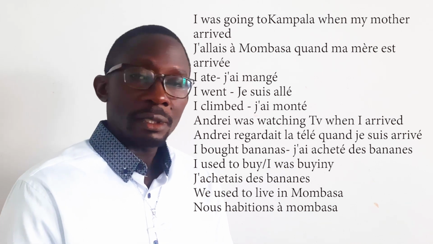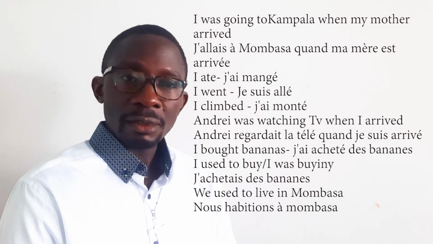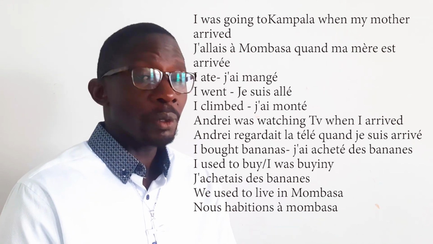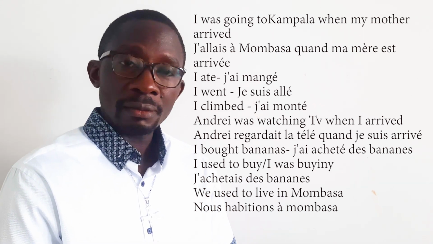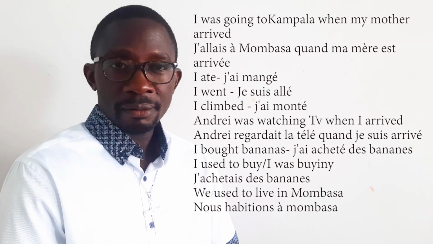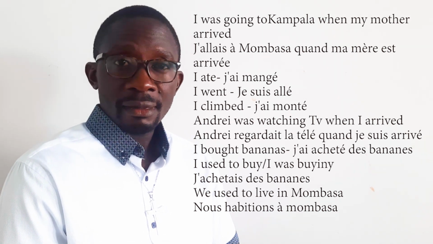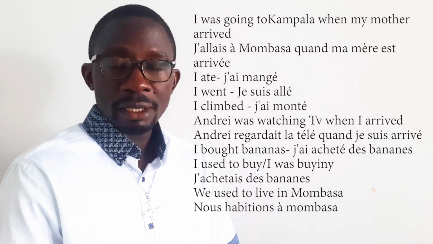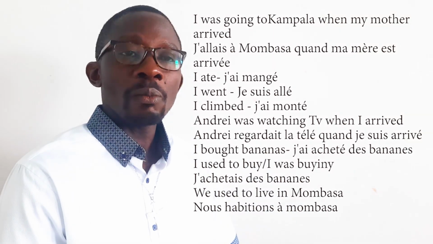We lived in Mombasa, or we used to live in Mombasa. We're going to use l'imparfait. We used to live in Mombasa. Nous habitions à Mombasa. Now, how do we form l'imparfait?